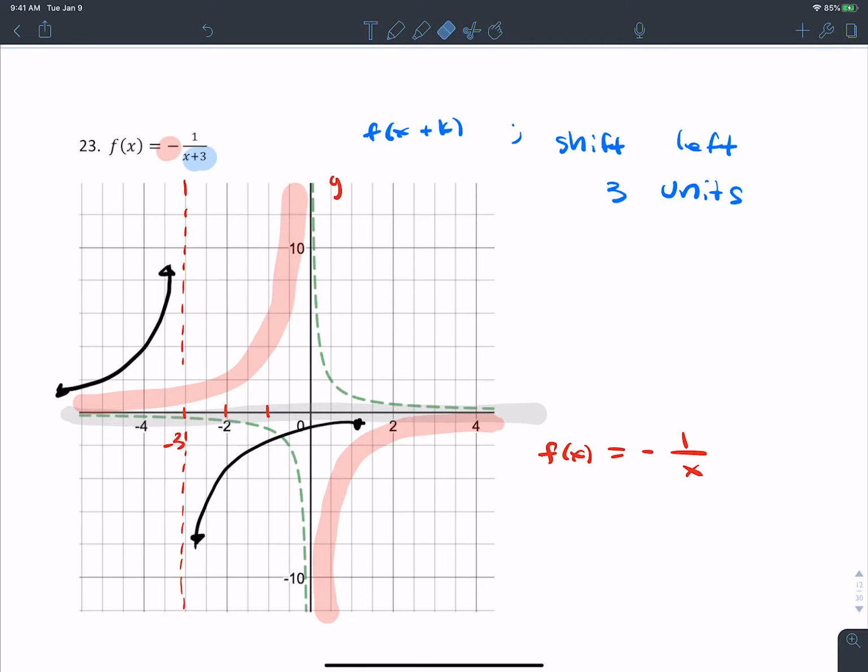So we don't really need all the reference. I'll get rid of that. I'll get rid of this. But this is essentially the curve here. This is how it'll look. And we just simply reflected about the x-axis and moved everything to the left 3 units.